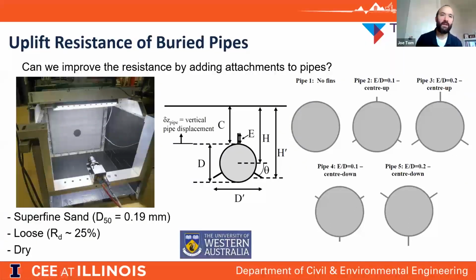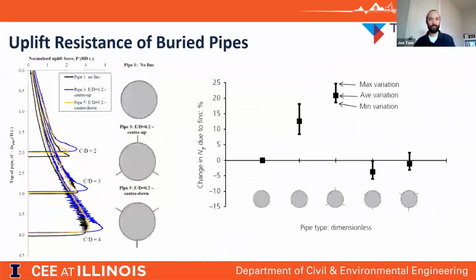These tests were done at the beginning of my PhD at UWA at the National Geotechnical Centrifuge facility there. We did it at 1g, where we buried the pipeline, put sand in there and then pulled it up. It's in loose sand, and we were able to do PIV measurements to visualize the displacement field, but also measure the load to see how the load and the capacity change for these different geometries and orientations.